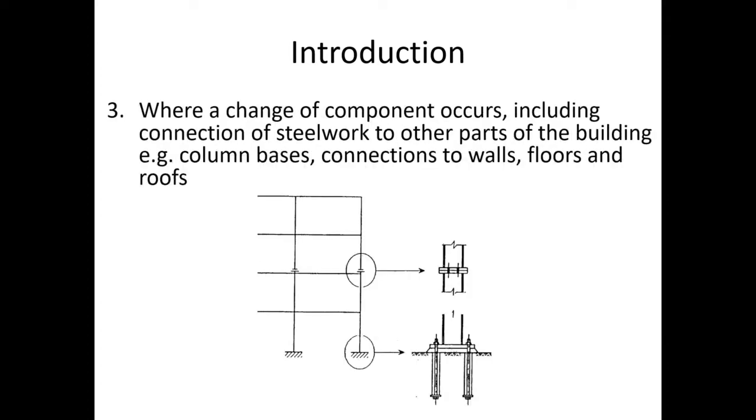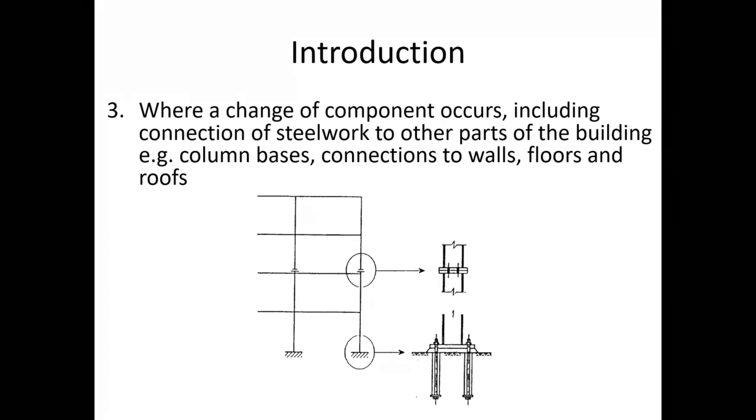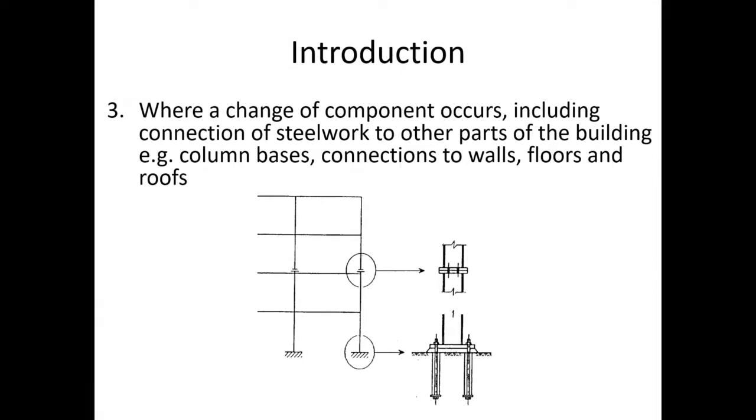We also might want to change the size of the member. For example, a column going up through the building might have a larger member on the ground floor and first floor, and then we might reduce the size of the member going up, because the demand on the member is less as we go up through the floors. It's carrying less loading, because the loading from fewer floors is being transferred through the columns as you go up through the building.